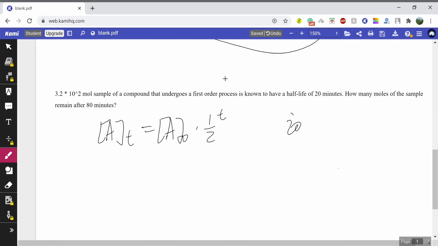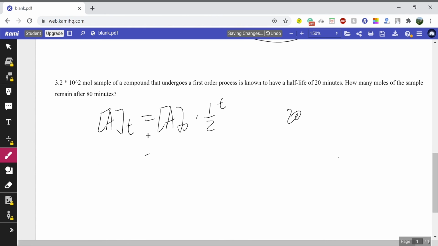Now we're given the half-life, and it tells you how much remains after 80 minutes. So we're looking at how many moles remain after 80 minutes. We're looking for this. Okay, so now let's start putting numbers in. Equals initial, we have this much sample, which will be 3.2 times 10 to the second power, times 1/2. How many half-lives are there? T is not the total amount of time. T is how many half-lives there are.